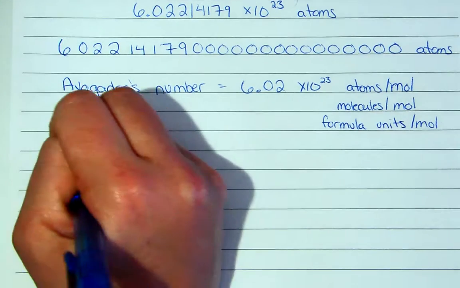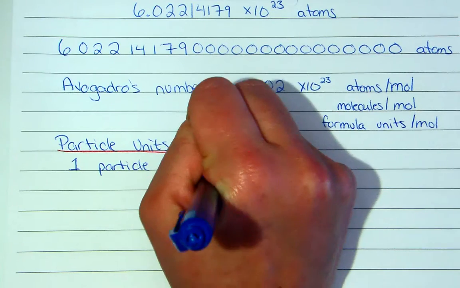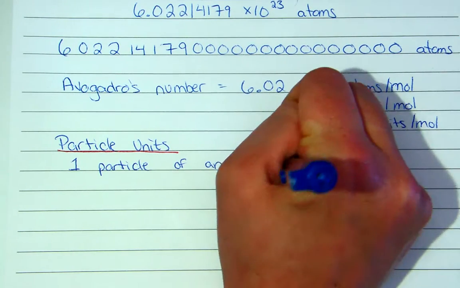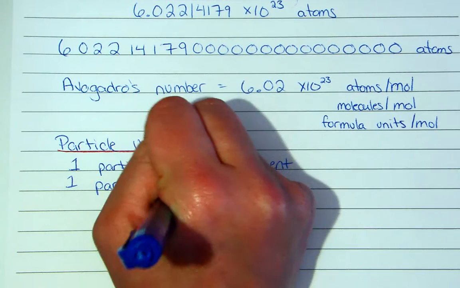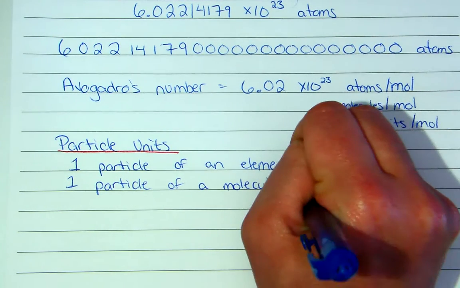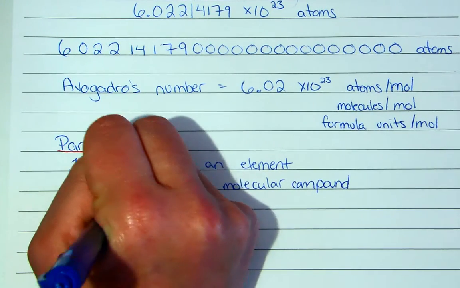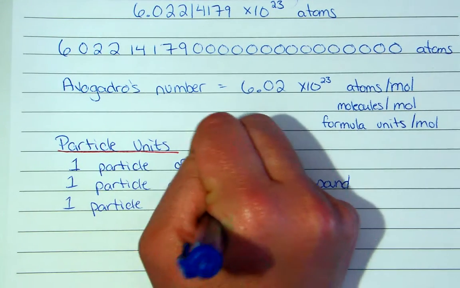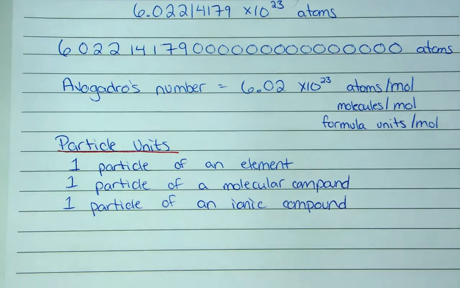So particle units, if we have 1 particle of an element, we can have 1 particle of a molecular compound, and we can have 1 particle of an ionic compound. If you haven't already filled this in, I want you to pause this video and fill in what you think these terms are. 3, 2, 1, pause.